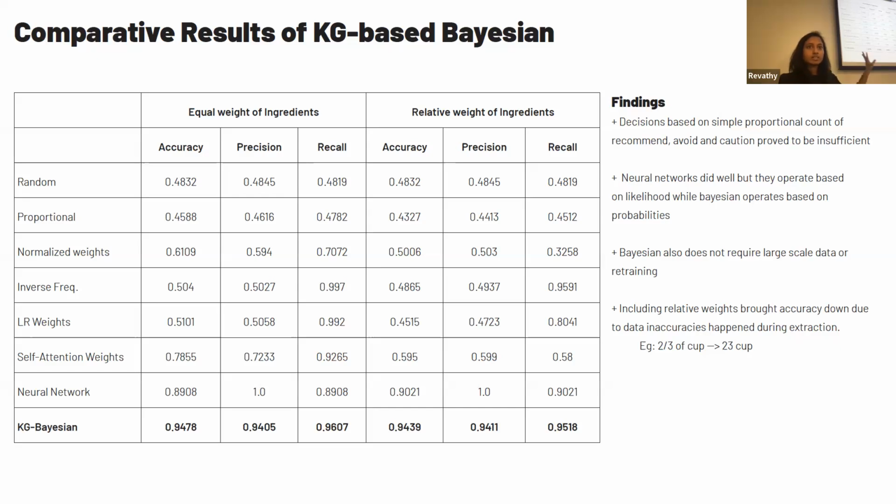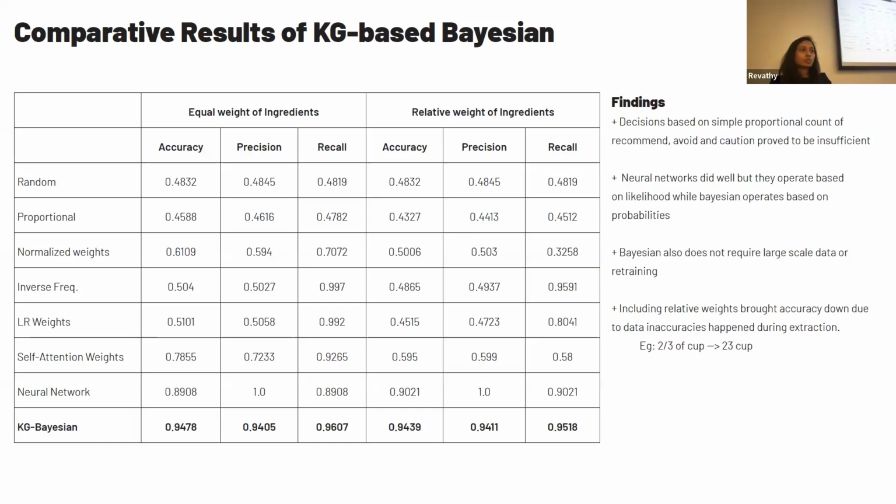Intuitively, when we factor in the proportional weight of the ingredients in the recipe, the accuracy should be going up, but that was not happening because there was an issue in the text extraction process for some of them. When we looked into how the ingredients were extracted, 2.5 cups sometimes appears as 23 cup. There was enough noise in the data set to bring the accuracy down a little bit, but once that is dealt with, we should obviously see an increase from the relative weight of the ingredients.